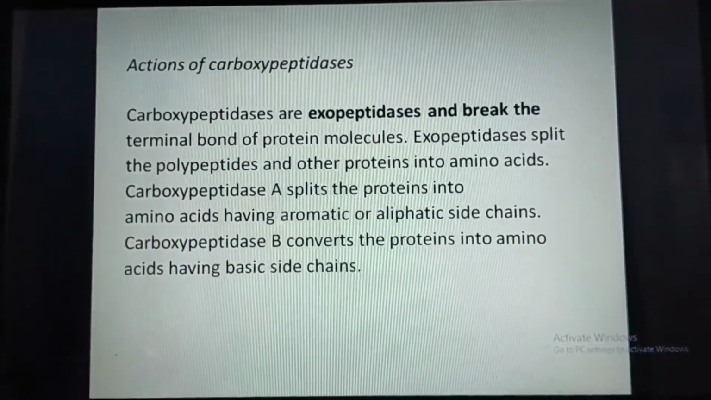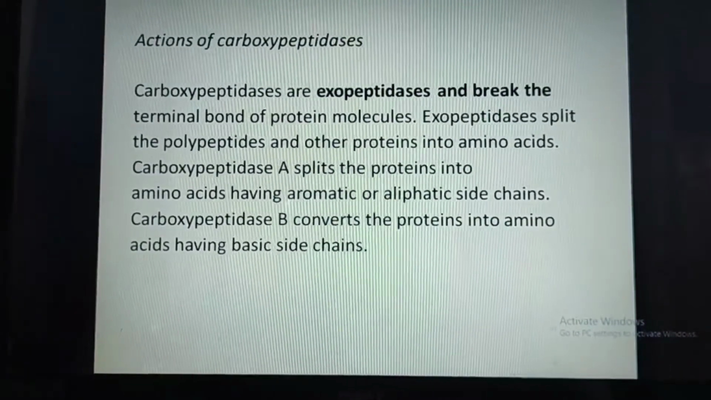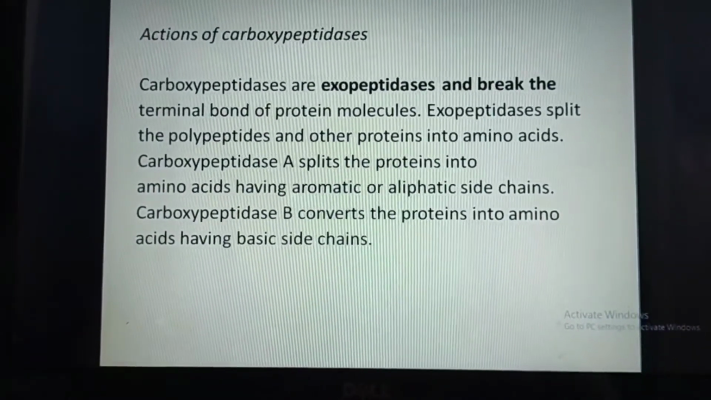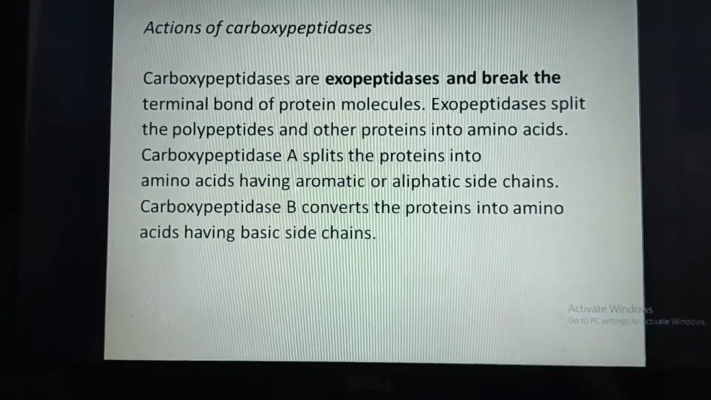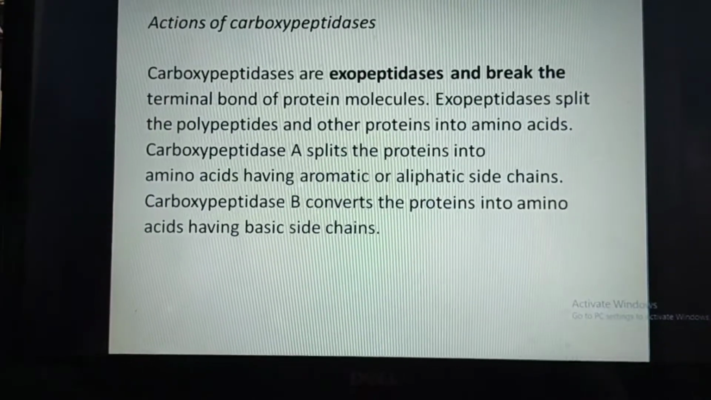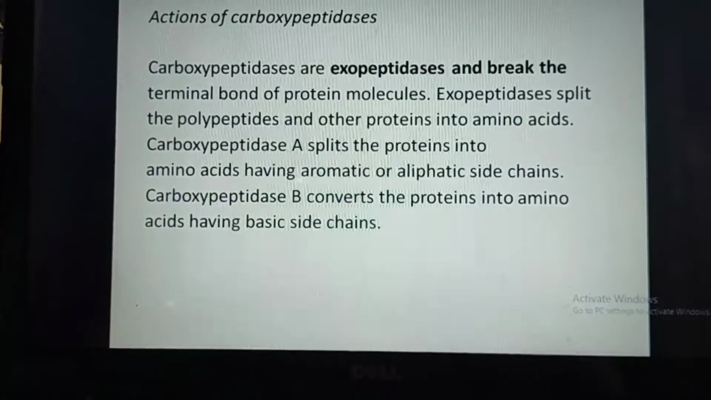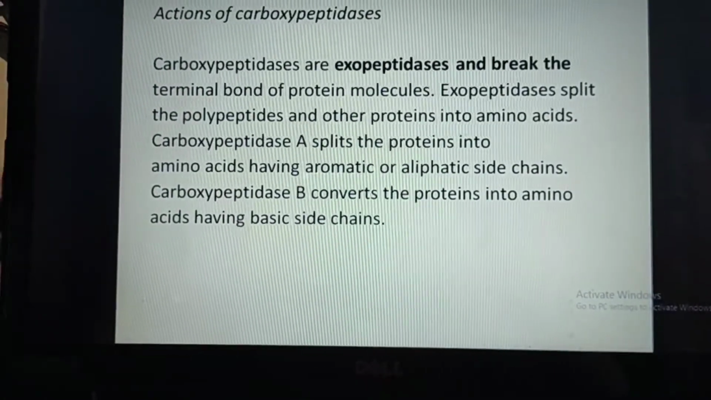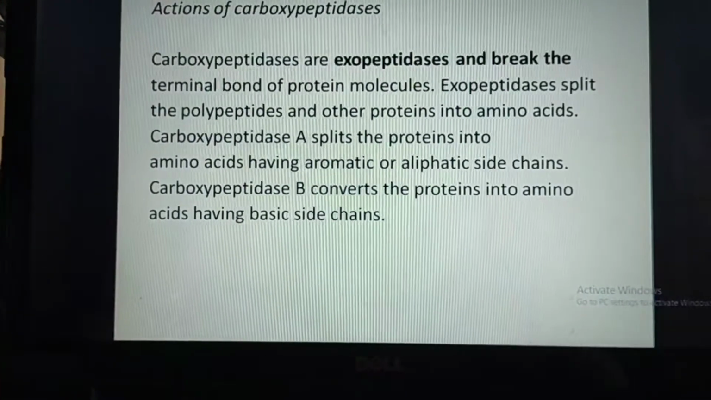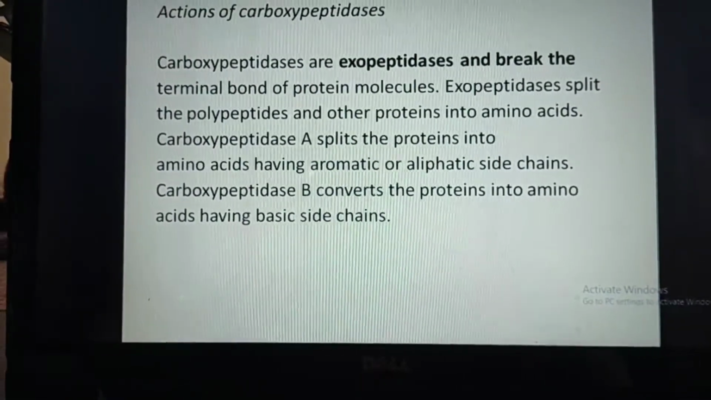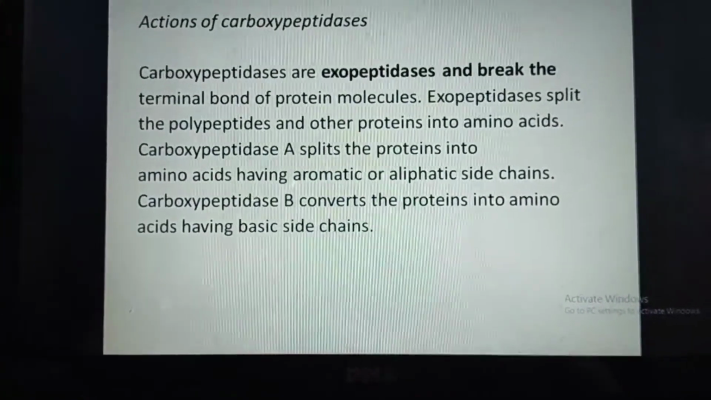Actions of carboxypeptidases. Carboxypeptidases are exopeptidases and break the terminal bond of protein molecules. Exopeptidases split the polypeptides and other proteins into amino acids. Carboxypeptidase A splits proteins into amino acids having aromatic or aliphatic side chains. Carboxypeptidase B converts the proteins into amino acids having basic side chains.